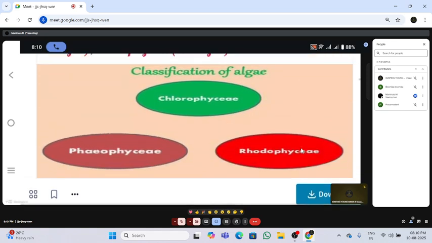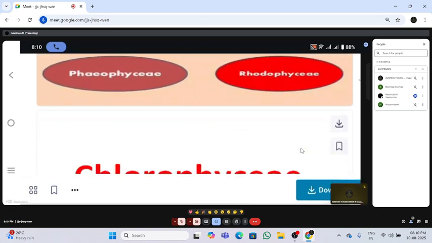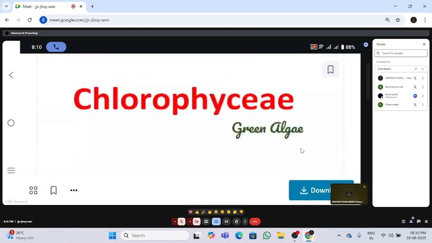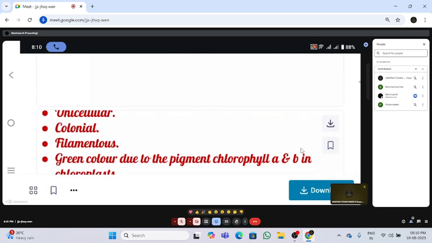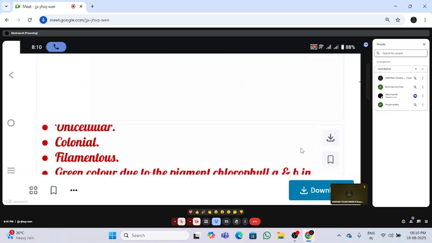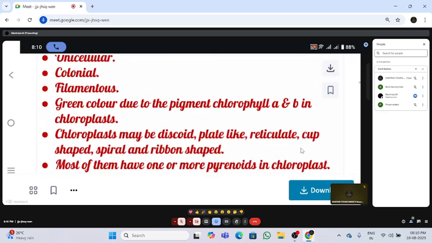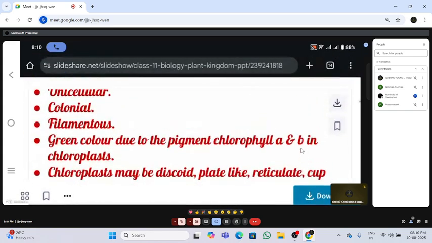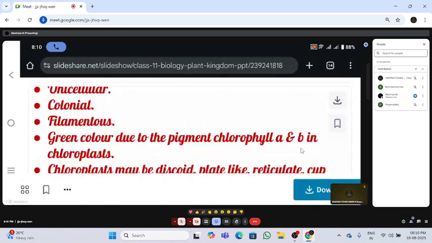Next, what is the classification of algae? There are three classes: Chlorophyceae, Phaeophyceae, and Rhodophyceae. Chlorophyceae means green algae. Generally it is green algae, and it can be unicellular. Make a note about Chlorophyceae, which we are going to discuss.